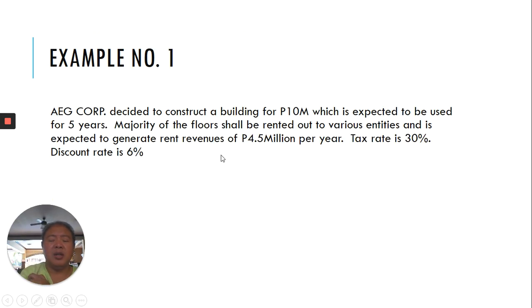Let's have an example. AEG Corporation decided to construct a building for 10 million pesos, which is expected to be used for 5 years. The years and the amount are not realistic, but just for ease in computation and illustration. Majority of the floors shall be rented out to various entities, and it is expected to generate revenues of 4.5 million per year. Tax rate is 30% and the discount rate is 6%.